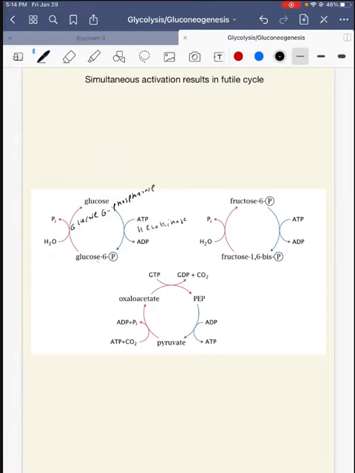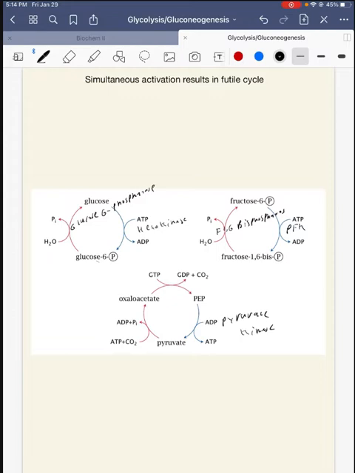And this is mainly expressed in the liver. Those enzymes cannot be running at the same time. Otherwise, you will have what's called a futile cycle. It just means you're running in circles and you're just wasting ATP and energy. Fructose 6-phosphate can go to fructose 1,6-bisphosphate, so this is PFK. And then this is fructose 1,6-bisphosphatase. And then PEP can be converted into pyruvate, so this is your pyruvate kinase.